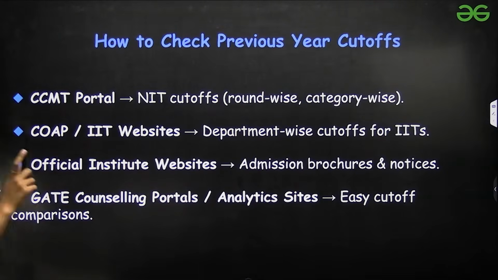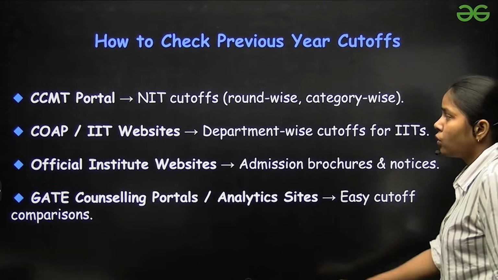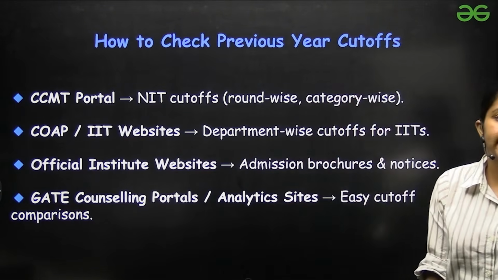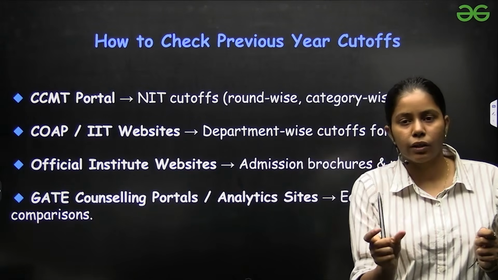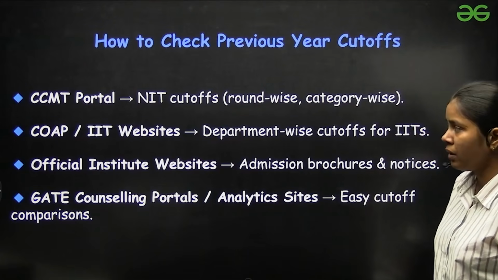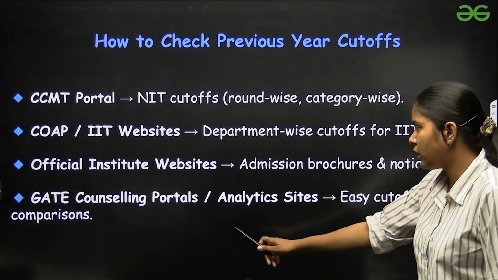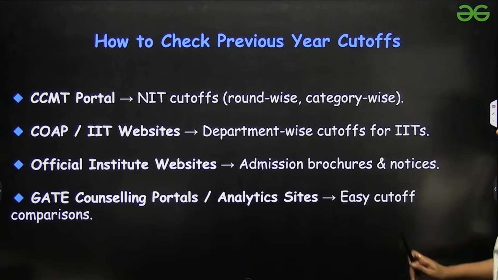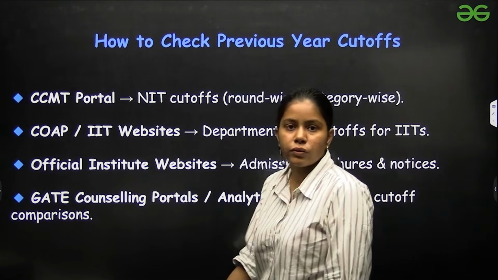How to check previous year cutoffs? I told you that you can check by yourself the data which I have shared with you. Go to the CCMT portal, NIT cutoffs, and you can check them round wise and category wise. So you would get to know for which round you have to wait for a particular GATE score. Similarly, for IITs, go for COAP, under the IIT websites, department wise cutoff for IITs. On official institute websites you would get admission brochures and notices, and on GATE counseling portal analytics sites you would get a cutoff comparison, right? What was the last year cutoff?